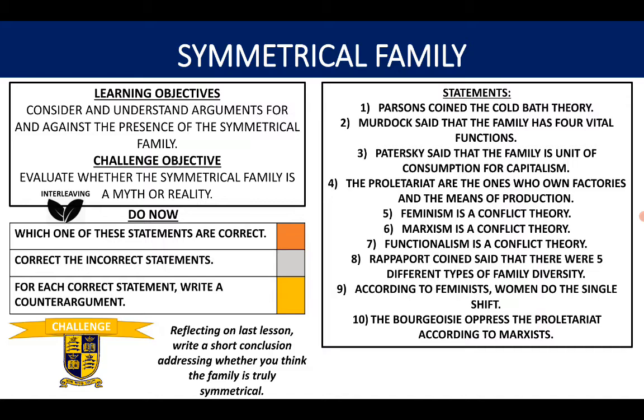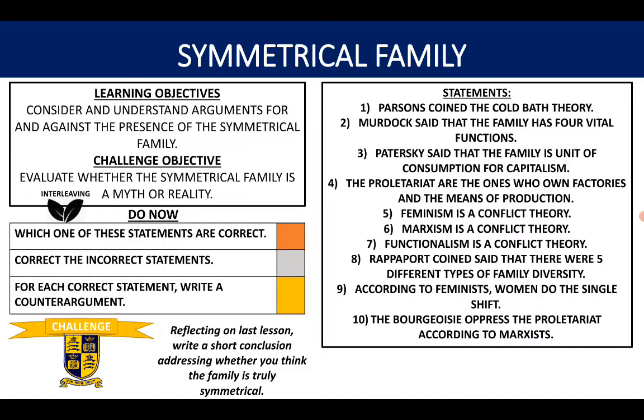So number 1, Parsons coined the cold bar theory. Number 2, Murdoch said that the family had 4 vital functions. Number 3, Petersky said that the family is the unit of consumption for capitalism. Number 4, the proletariat are the ones who own factories and the means of production. Number 5, feminism is a conflict theory. Number 6, Marxism is a conflict theory. Number 7, functionalism is a conflict theory.